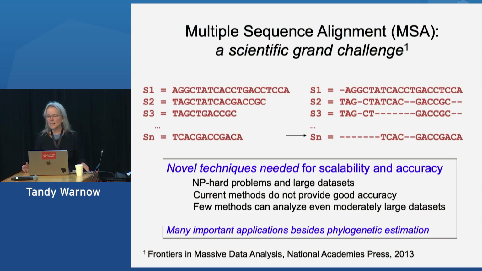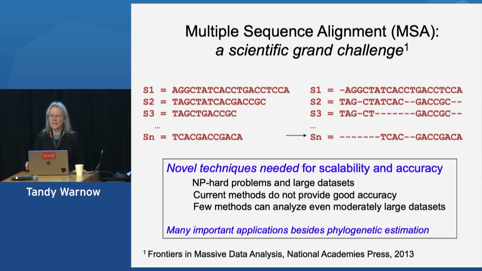So multiple sequence alignment is a problem where you have a collection of sequences and you're basically pulling them apart, stretching them out so that they line up. And when they line up, everything that's in the same position has a common ancestor. That's the basic idea of a multiple sequence alignment.